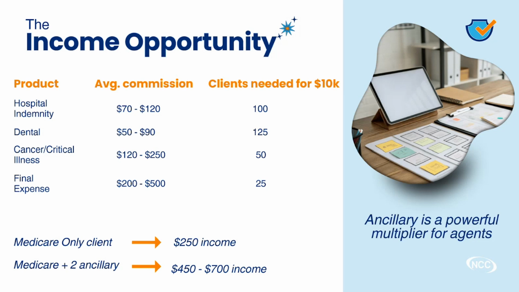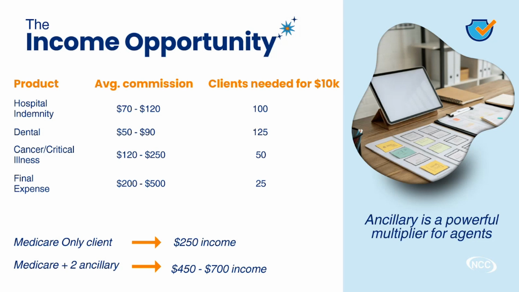Hospital indemnity typically has an average commission anywhere from $70 to $120. Dental, typically anywhere from $50 to $90. Now, some people look at dental and say, it's not worth my time. However, if you look at the screen, $50 to $90, and you get 100 clients that buy a policy and keep that on the books, that gets you around $10,000. That is going to be a fantastic opportunity for you.